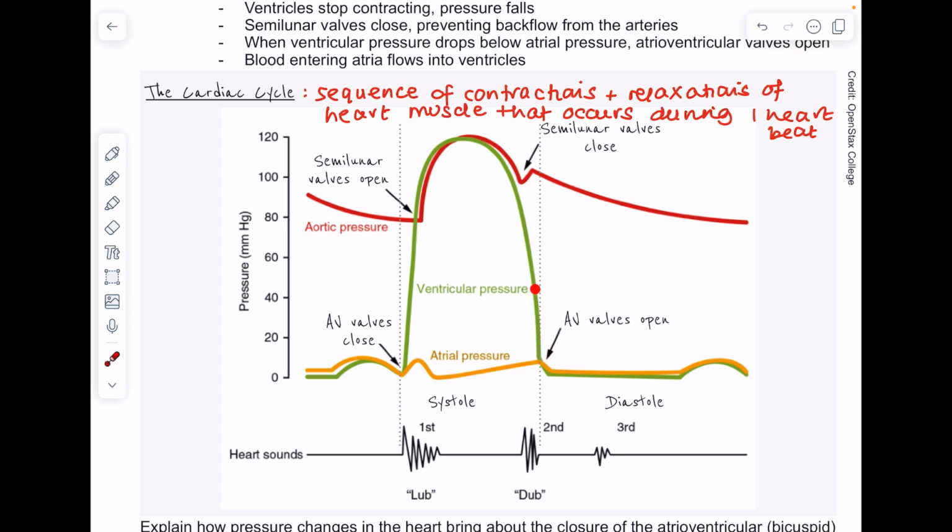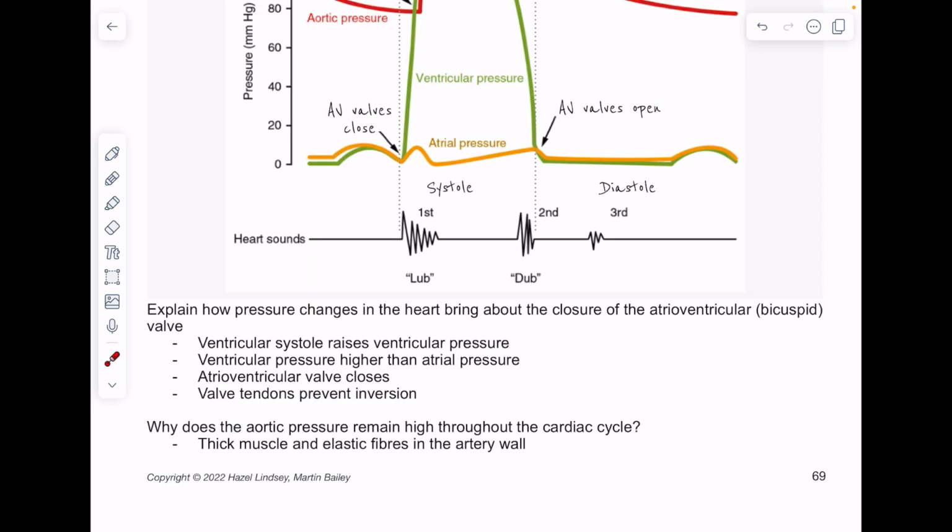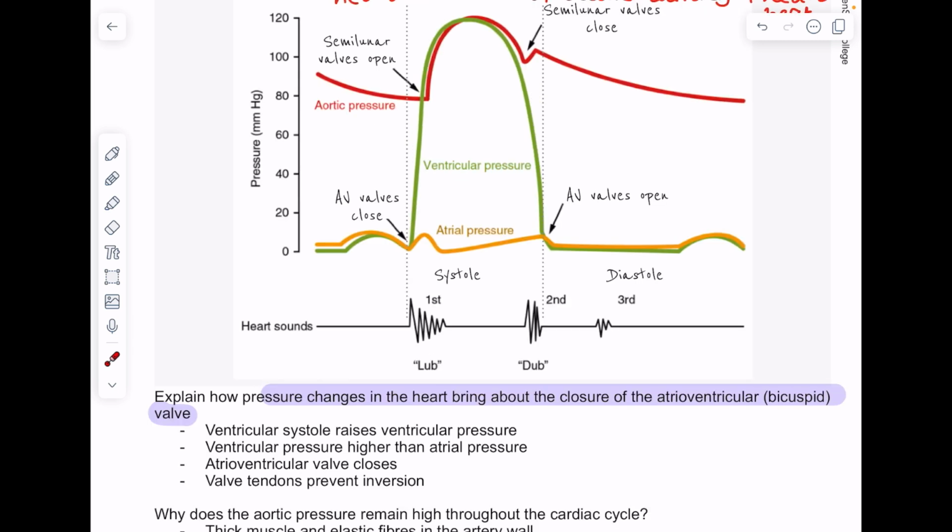And then when your ventricular pressure drops below atrial pressure, the atrioventricular valves open, meaning that blood entering the atria can then flow into the ventricles. And then lastly, before we leave the cardiac cycle behind, we're explaining how pressure changes in the heart bring about the closure of those atrioventricular valves. You do need to know the anatomy of the heart extremely well so that you actually know what we're talking about. Remember, these are the valves between the atria and the ventricles. So your ventricular systole, so when the ventricles are contracting, raises our ventricular pressure higher than that of the atrium.